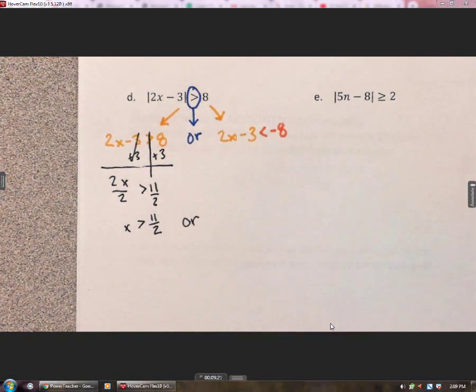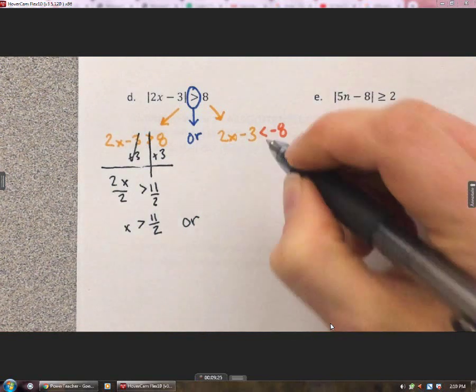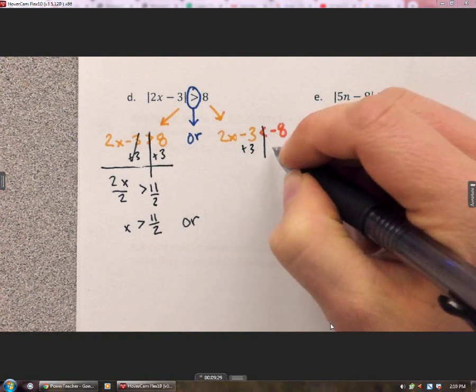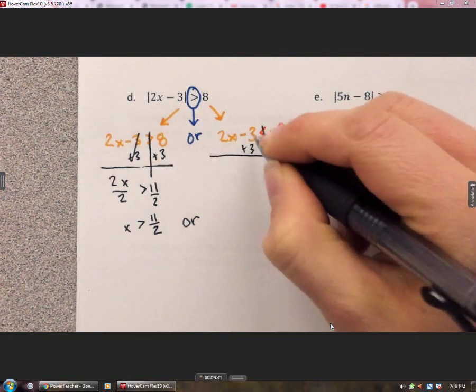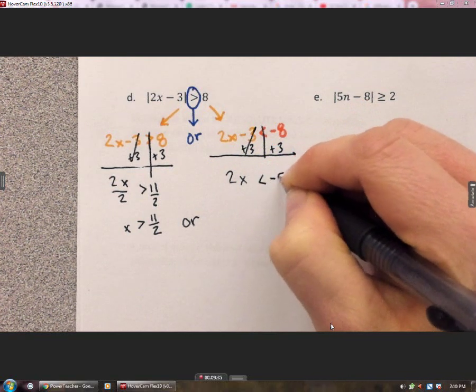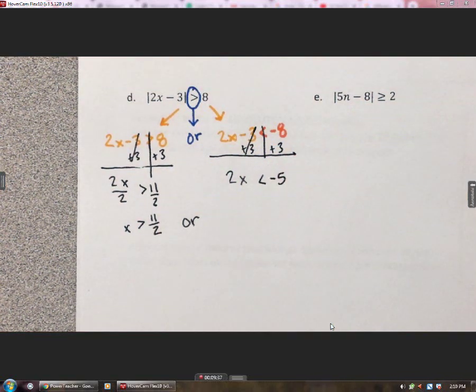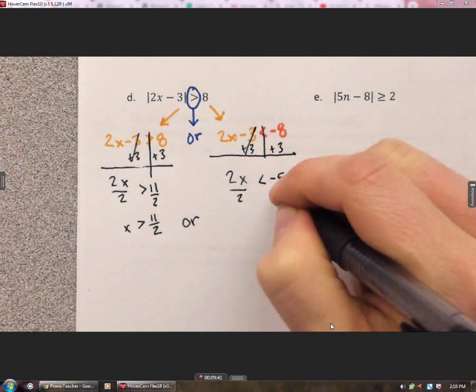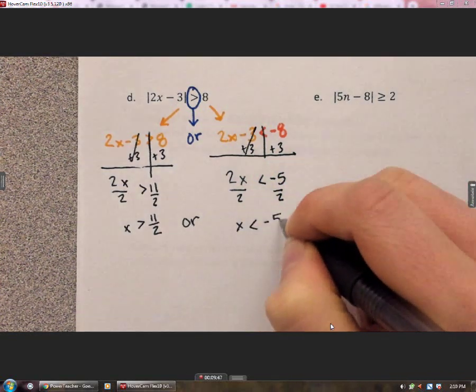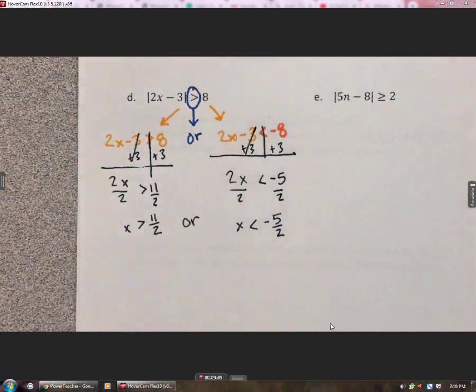Or, you guys can head out. Two x is less than negative 5. Divide by 2. X is less than negative 5 halves.